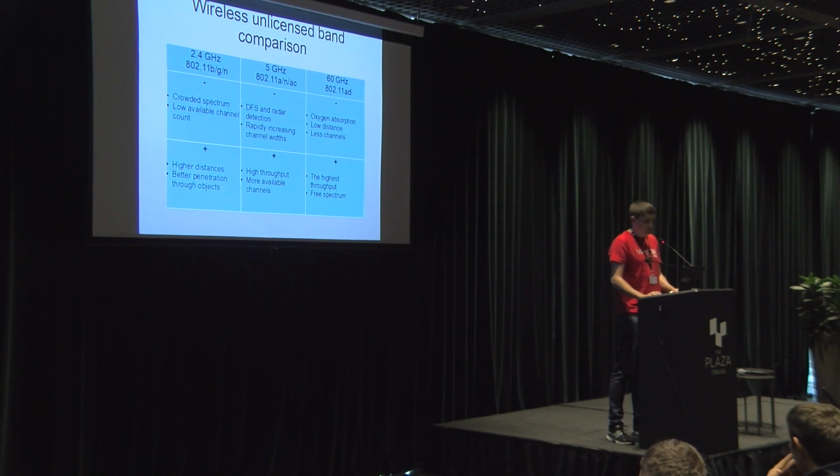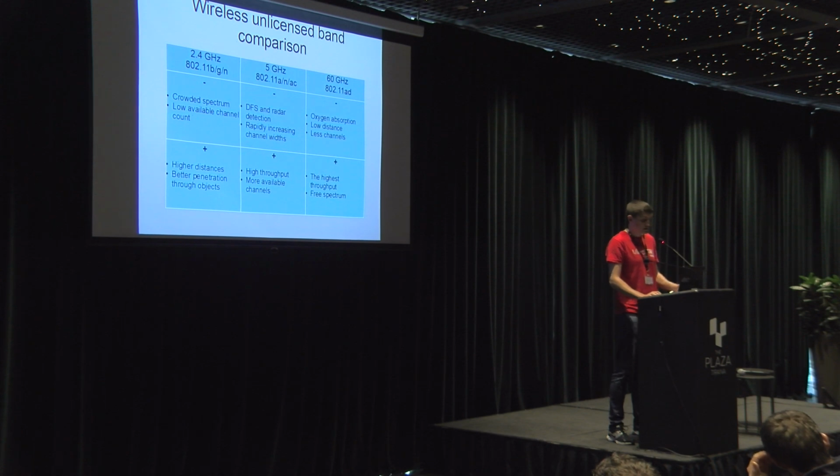When we talk about 5 GHz equipment, I suppose the first minus is DFS radars, which is used to not allow the 5 GHz equipment to interfere with the meteorological radars, and the minuses is also that for 5 GHz the channels are rapidly increasing.